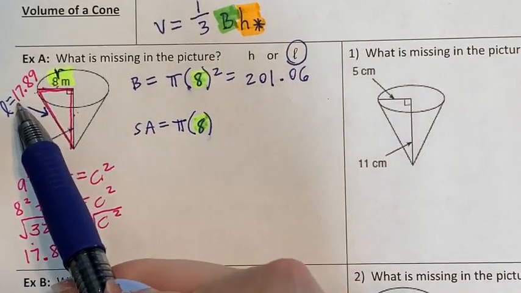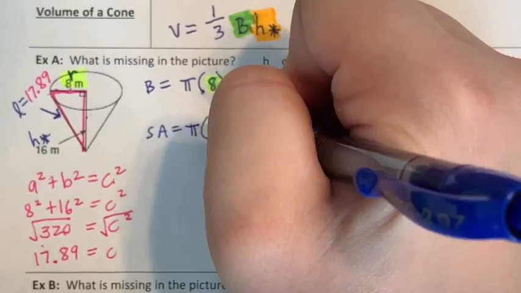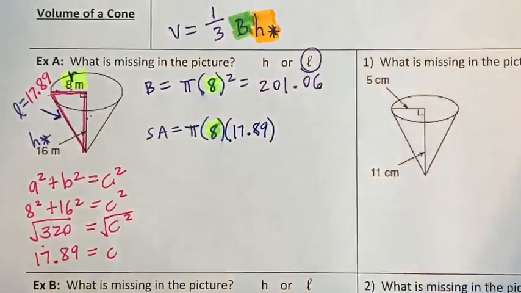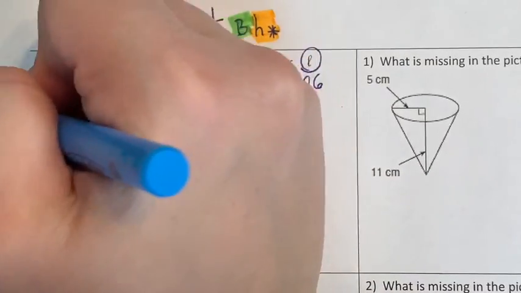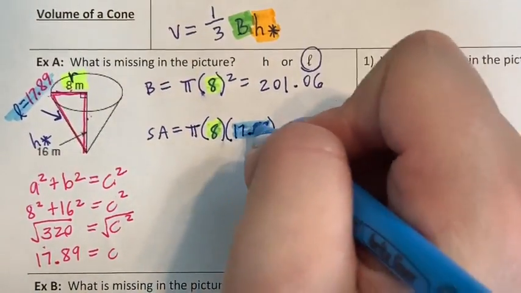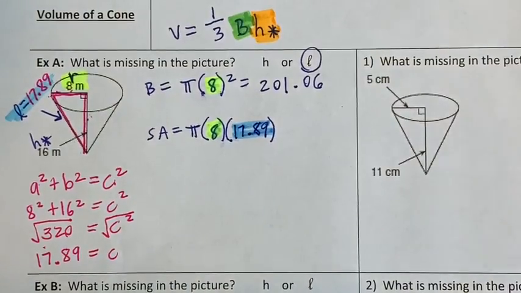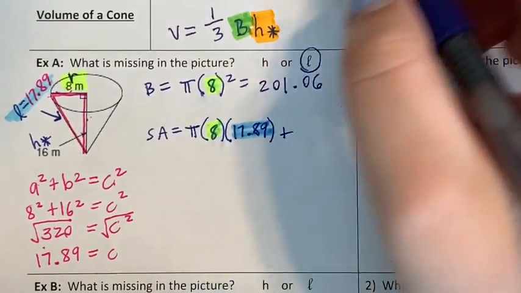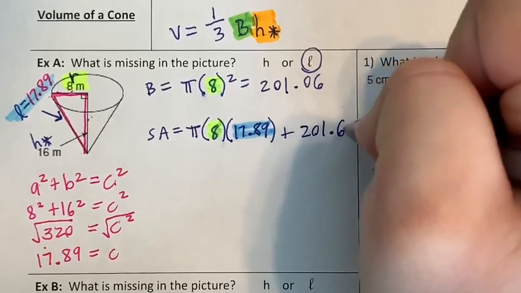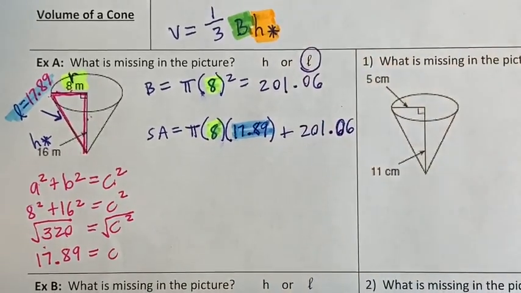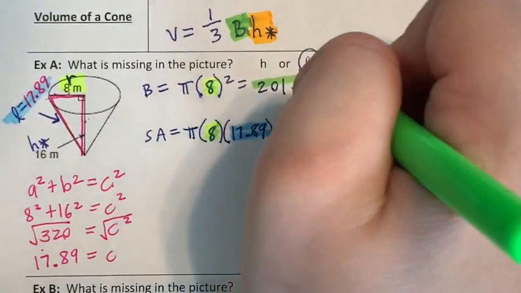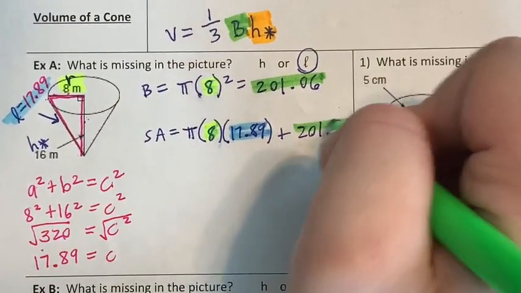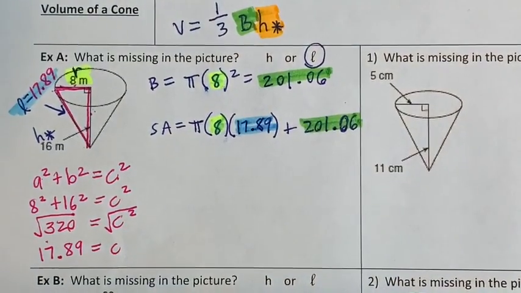Times my slant height, which we had to do Pythagorean theorem to find. So my slant height is 17.89, coming from the figure over here. Plus my base, which we found to be 201.06, coming from up here, my big B. So there's my formula.